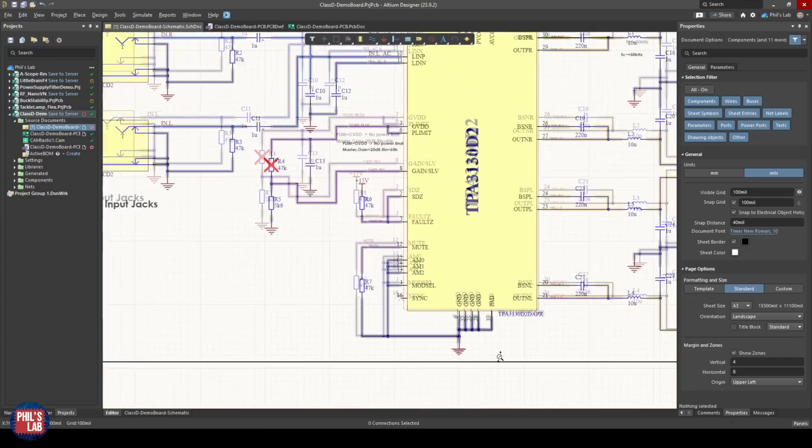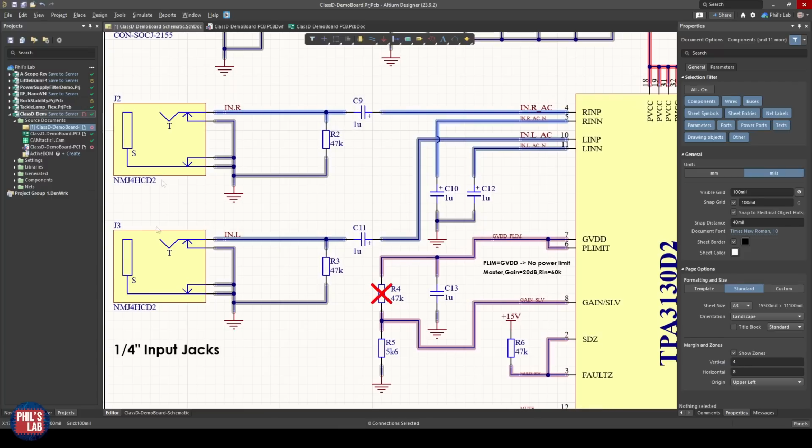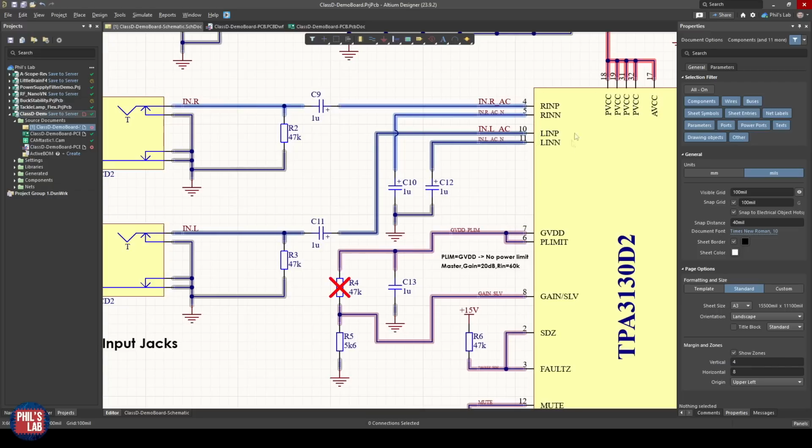On the bottom side, of course, we have the ground pins, but this IC also has an exposed thermal pad, which is very, very critical for heat dissipation, and we'll see how to connect that up when we come to PCB design. The audio inputs, again coming from these 1/4-inch input jacks, are fed into the right and left channels of our Class D amplifier IC.